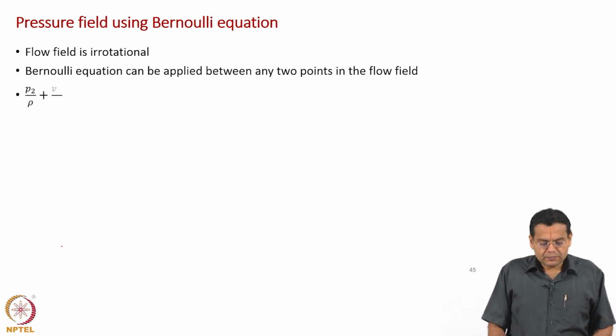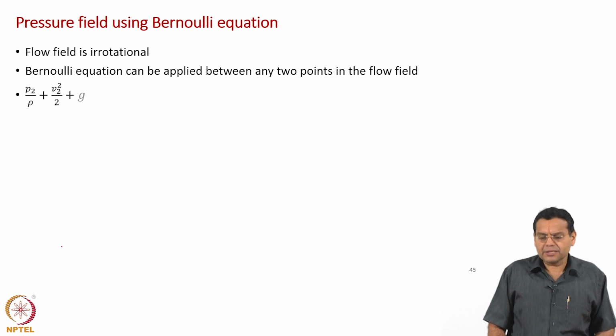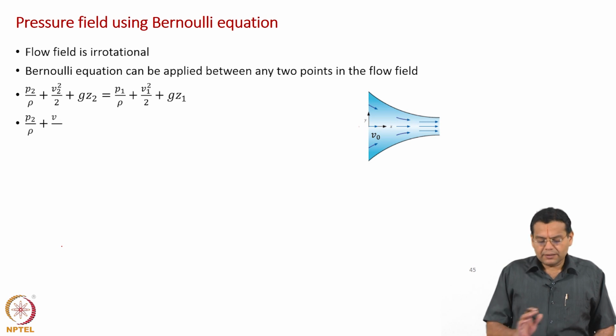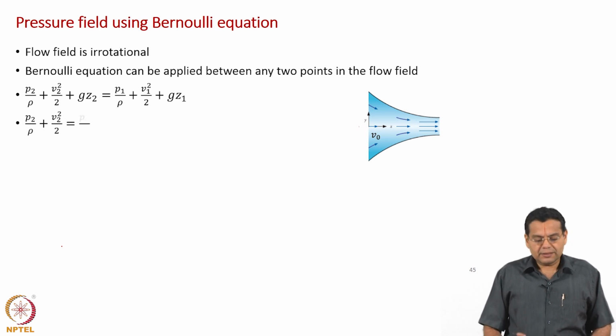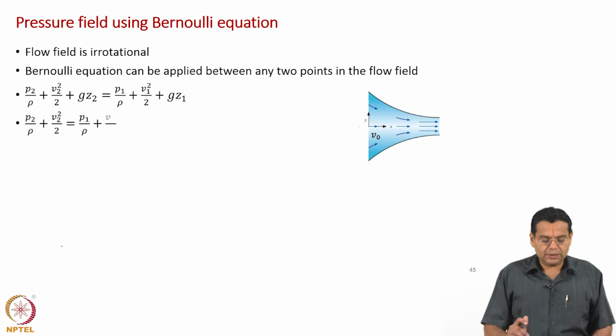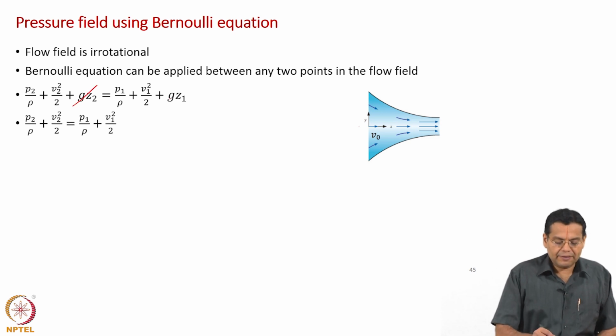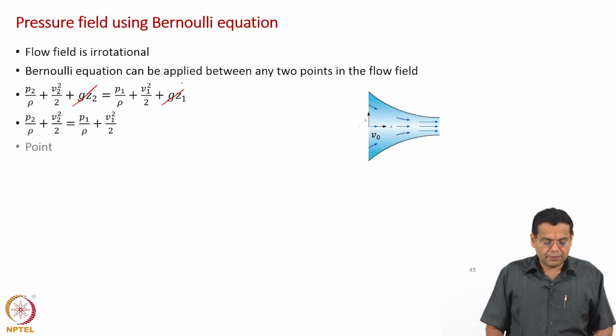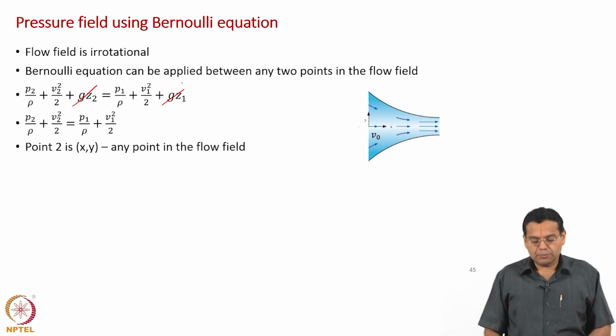Okay. So, let us write down the Bernoulli's equation which I have derived between 2 points 1 and 2, and in this particular example they are at the same level. So, the gravity term or the potential energy term cancels out. Now, what we will do is we will consider point 2 as some position x comma y.